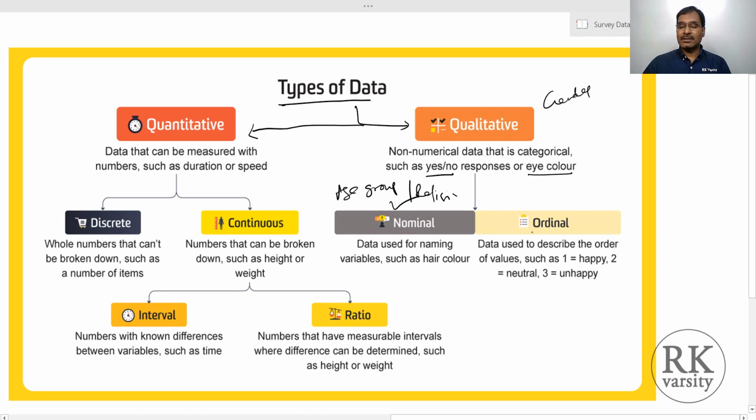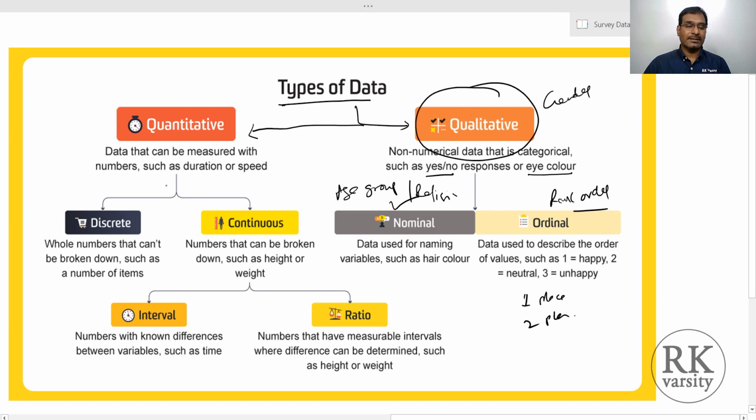The next is your ordinal scale. In case of ordinal scale, we give rank orders, and this data comes from ordinal scale, where you can say that 1 is happy, 2 neutral, 3 unhappy, or somebody comes in first place in a race, second place in a race, likewise. So these are all your qualitative data.